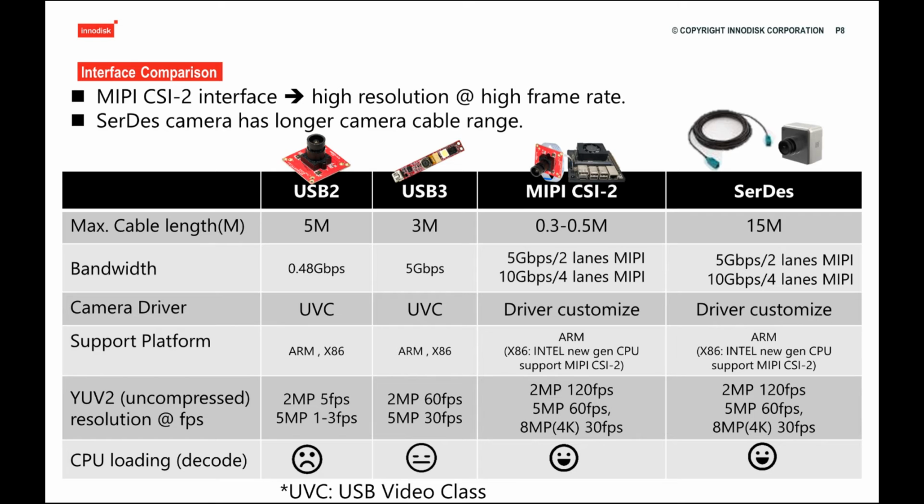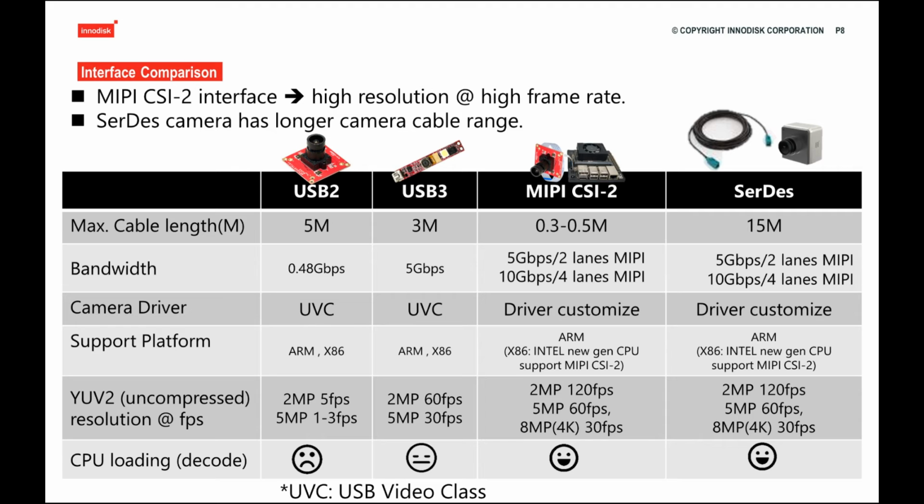Starting with the slowest, USB 2 provides a limited bandwidth connection that is highly compatible with almost any system, and although its 5-meter maximum cable length is a plus, even a low-res 2-megapixel can only handle 5 frames per second. USB 3 goes up to 3 meters and provides much better bandwidth with 2 megapixel at 60 frames per second or 5 megapixel at 30 frames per second.